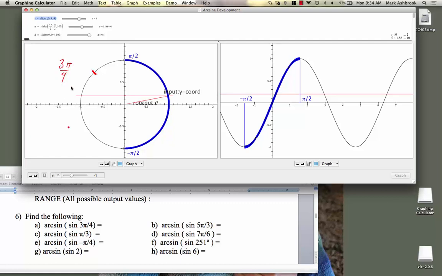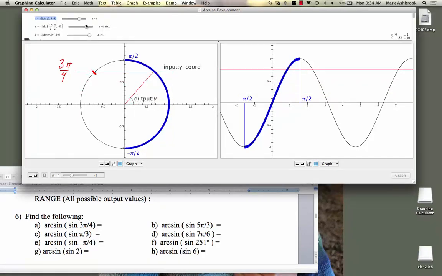So what's the sine of 3 pi over 4? That's the first thing we look at here. Root 2 over 2. Let's show that. So the sine is this vertical distance, root 2 over 2. What's the inverse sine of root 2 over 2? Is it 3 pi over 4? So this is what we're saying now. Right here, this is root 2 over 2. So now we're asking, what's the arc sine of radical 2 over 2?